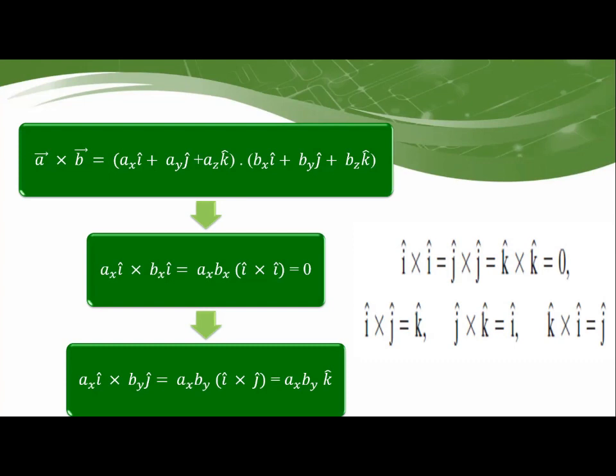Similarly, we have AX i hat cross BY j hat, which is equal to AX BY i hat cross j hat, which is equal to AX BY k hat, because the cross product of i and j is equal to k. These vectors i hat and j hat each have a magnitude of unity, and the angle between them is 90 degrees. Also, we use the right-hand rule to get the direction of i hat cross j hat as being in the positive direction of the z-axis, thus in the direction of k hat.